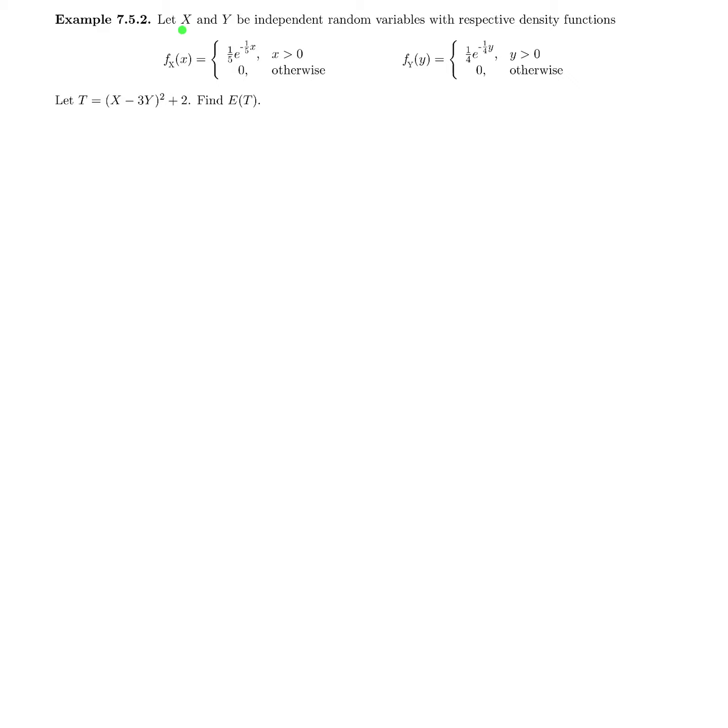We're going to do example 7.5.2. Let X and Y be independent random variables with respective density functions f sub X of x and f sub Y of y. If we let T be this expression, (X minus 3Y) squared plus 2, find the expected value of T. The first thing that we might want to do is expand T. So T would be X squared minus 6XY plus 9Y squared plus 2.